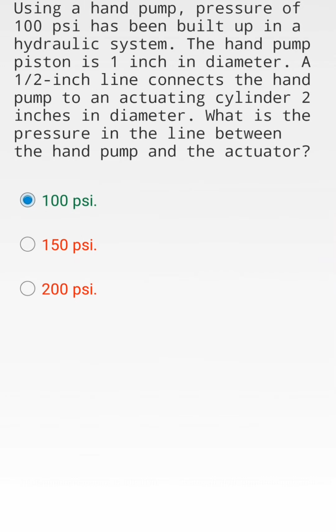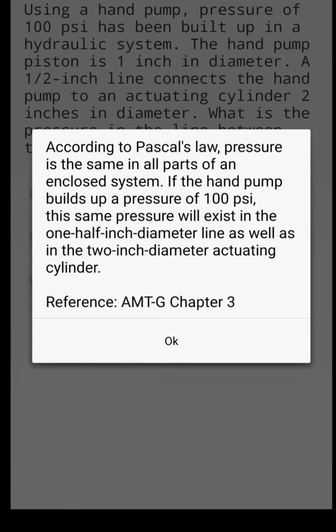Using a hand pump, pressure of 100 psi has been built up in a hydraulic system. The hand pump piston is 1 inch in diameter. A 1/2 inch line connects the hand pump to an actuating cylinder 2 inches in diameter. What is the pressure in the line between the hand pump and the actuator? 100 psi. According to Pascal's law, pressure is the same in all parts of an enclosed system. If the hand pump builds up a pressure of 100 psi, this same pressure will exist in the 1/2 inch diameter line as well as in the 2-inch diameter actuating cylinder.